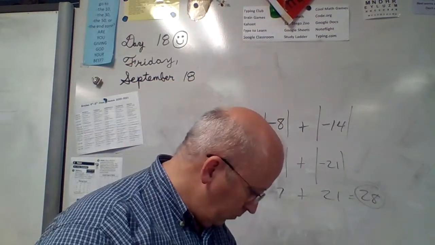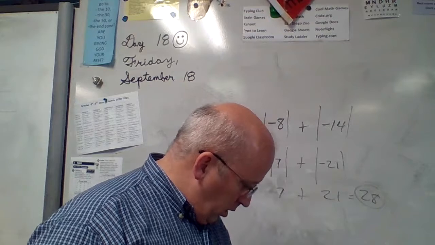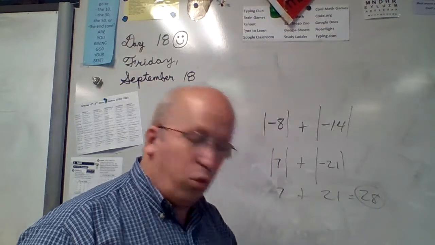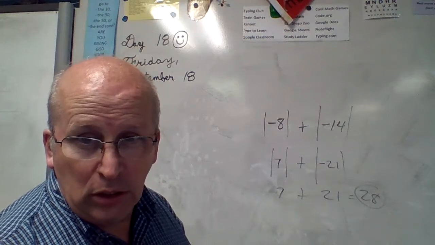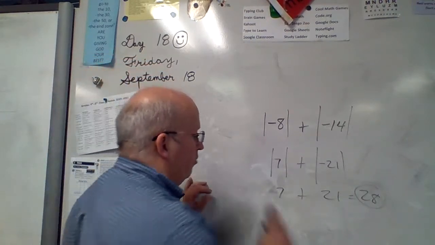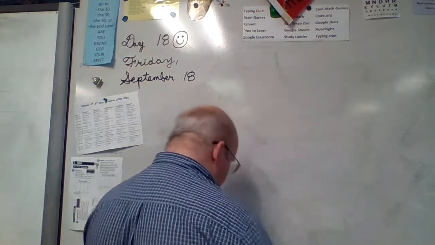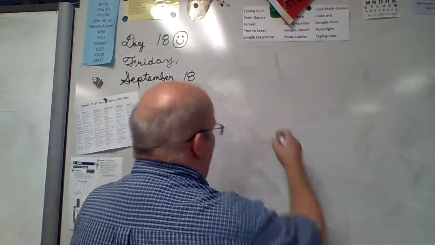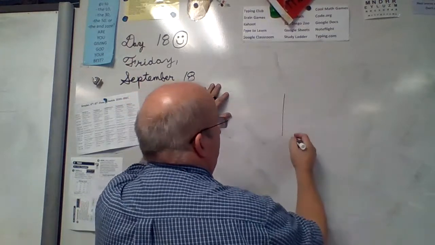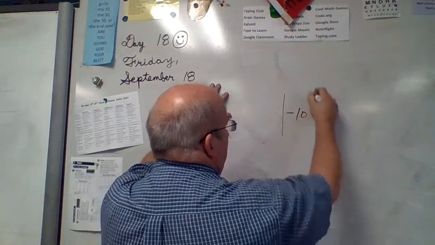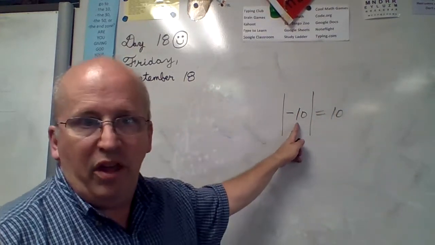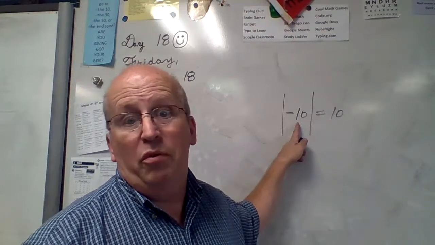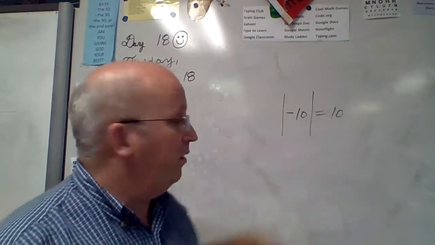Okay. Look at 14 and compare it to 12. Are they trying to trick you? 14 compared to 12? I don't think so, but let's review that concept. If I have, for example, the absolute value of negative 10, the answer is 10, because this number is 10 steps away from 0, and that's what absolute value means, the number of steps away from 0.